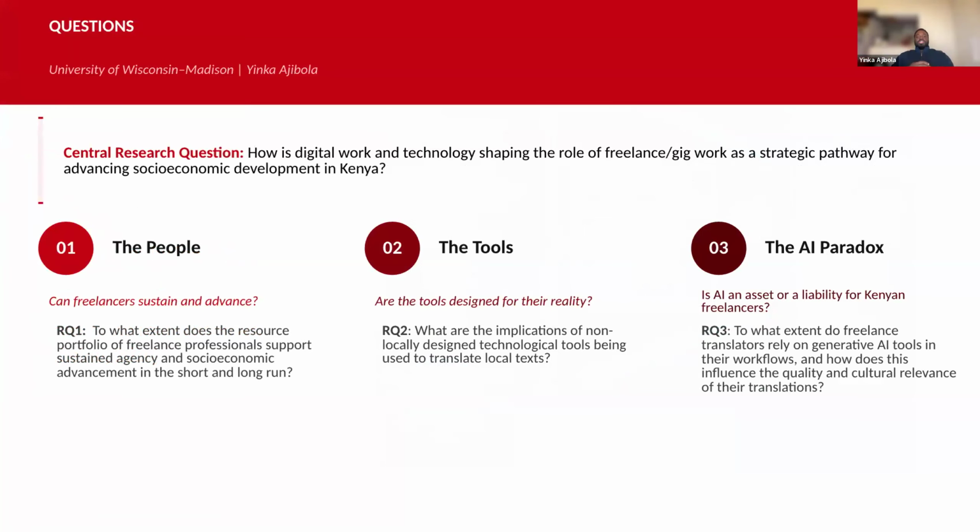And so moving on to my research question, my central question asks how digital work and technology are shaping gig work as a pathway for socioeconomic development in Kenya. And to answer that, I look at three components. So first, the people, right? Can gig workers actually sustain and advance through this work? Secondly, the tools. By this, I'm talking about the translation tools, CAT tools more specifically. Are they designed for the reality Kenyan translators work in? And thirdly, the AI paradox: is AI helping or hurting them?